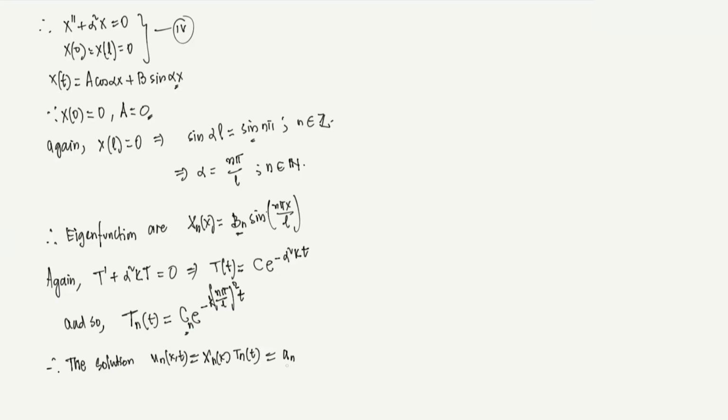So b_n times c_n, I'm just writing it as a_n. Let's say it is a_n. And this looks like a_n times e to the power minus (n pi by L) squared k times t, and then sine of n pi x by L. This is the solution for n equals 1, 2, 3, and it goes on. I hope this is clear.